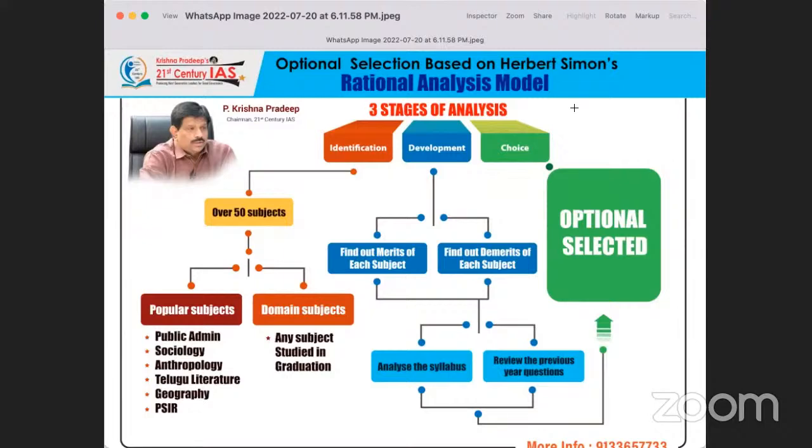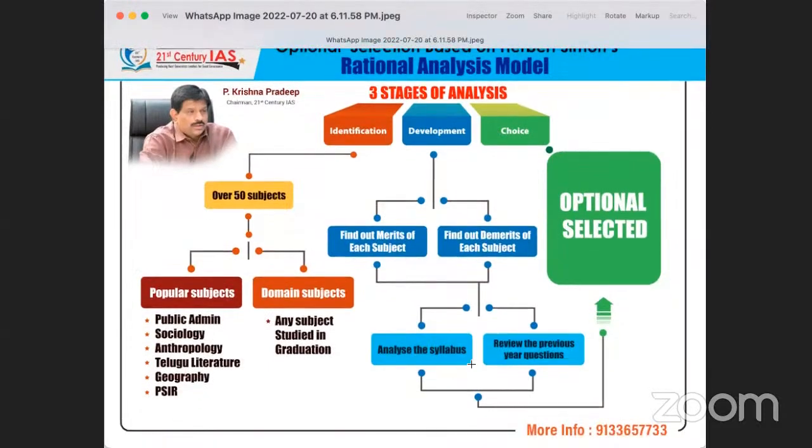Development stage means where you need to find out the merits and demerits of each subject. Merit means how many people are getting selected with this particular subject. If the maximum number of people are getting selected, that's a merit. Demerit means people are not selecting the optional, the question paper is difficult, the syllabus is not able to be understood, or there is difficulty in making compatibility with the general studies. If there is no compatibility, it's a demerit. There is maximum compatibility for subjects like public administration and sociology. That's a merit. After analyzing these merits and demerits, analyze the syllabus, and based on that, review the previous questions.